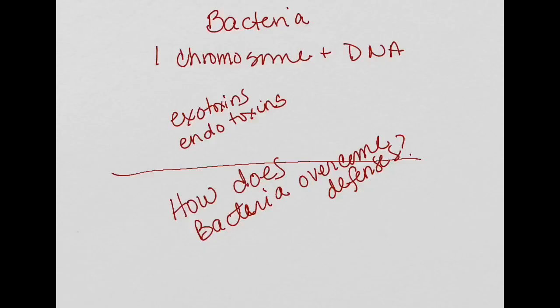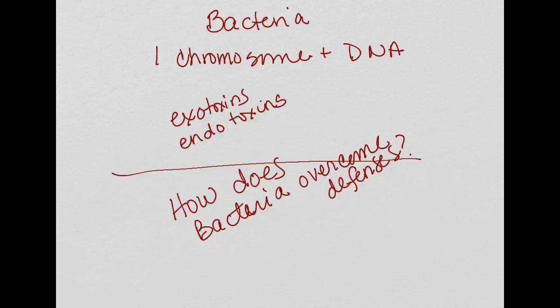So quickly to talk about bacteria, which is made of a chromosome plus DNA. There are exotoxins and endotoxins. Bacteria can be gram-negative or gram-positive, which I'm not going to get into detail with. But there are bacterial toxins, exoproteins and enzymes called neurotoxins, and those are the exotoxins. Endotoxins are from the gram-negative walls. So basically, toxins cause excess inflammation.